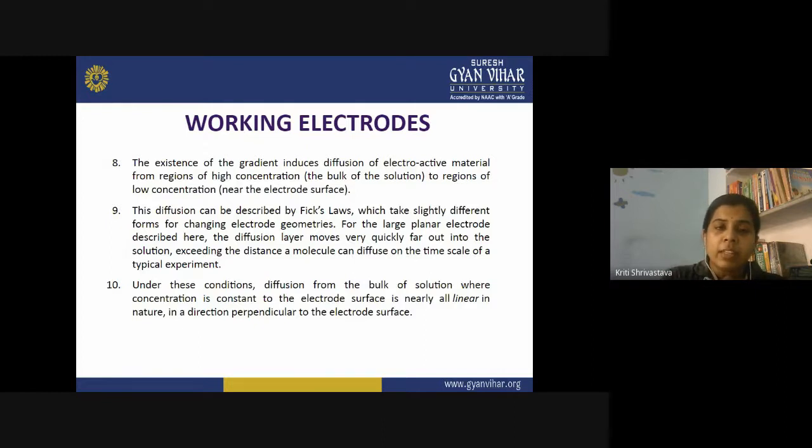We also know that this diffusion is governed by Fick's law, which takes slightly different forms for different electrode geometries. Now for the large planar electrode, the diffusion layer moves very quickly far out into the solution, and it exceeds the distance a molecule can diffuse on the time scale of a typical experiment. Under these conditions, diffusion from the bulk of the solution, where concentration is constant, to the electrode surface is nearly all linear in nature and in the direction perpendicular to the electrode surface.